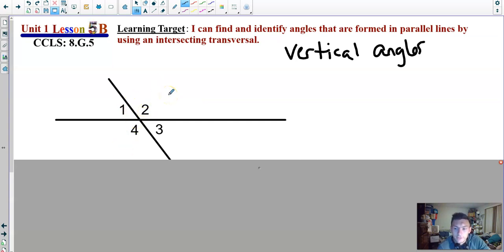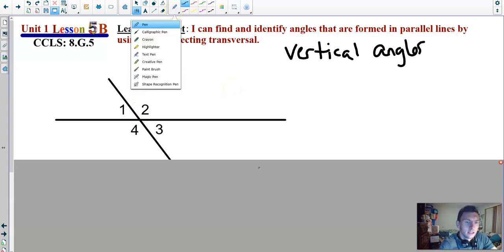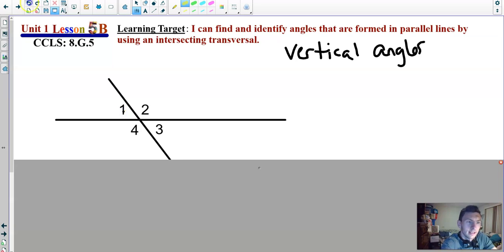So what do we know about vertical angles? If angles are across from each other, they're vertical angles, and vertical angles are equal. So angle 1 and angle 3 are equal. Angle 2 and angle 4 are equal. Let me actually grab my highlighter. Here we go. Angle 1 and angle 3 in a different color. Angle 2 and angle 4 are equal.